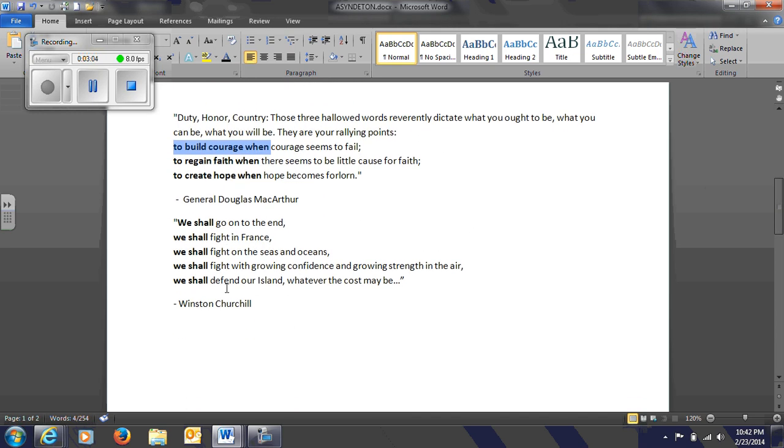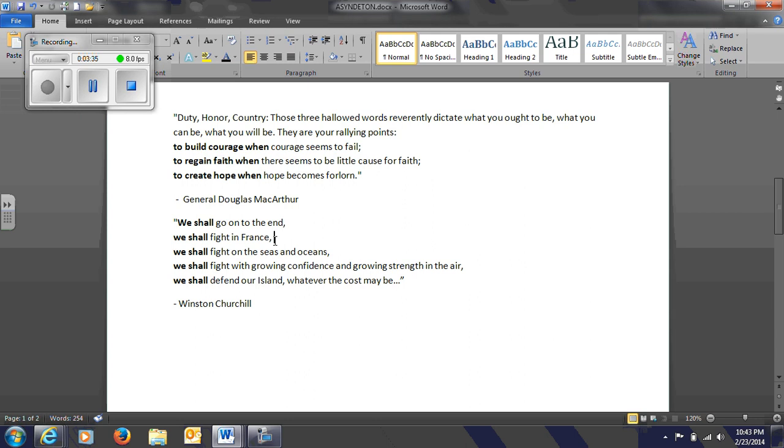We saw him from last time, and notice he does this. We shall, we shall, we shall. Again, not all the clauses are actually of equal line length, but he does go we shall followed by a type of verb. It doesn't have to be the same verb, but definitely should be a verb here if it's going to be parallel structure. We shall go, we shall fight, we shall defend. Okay, so a good example here of parallel structure as well as a sentence.